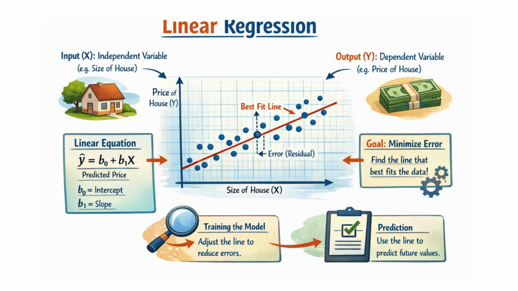Finally, the image highlights training the model, adjusting the line to reduce errors, and prediction, using the trained line to predict future values, such as estimating house prices based on size. Overall, the picture visually demonstrates how linear regression finds a straight line that best represents the relationship between two variables.